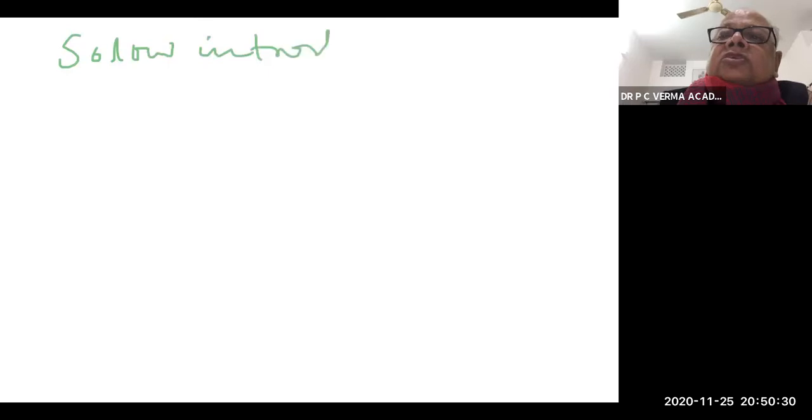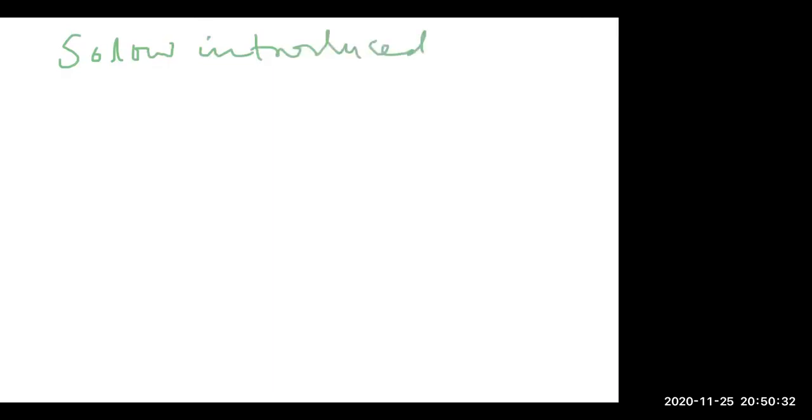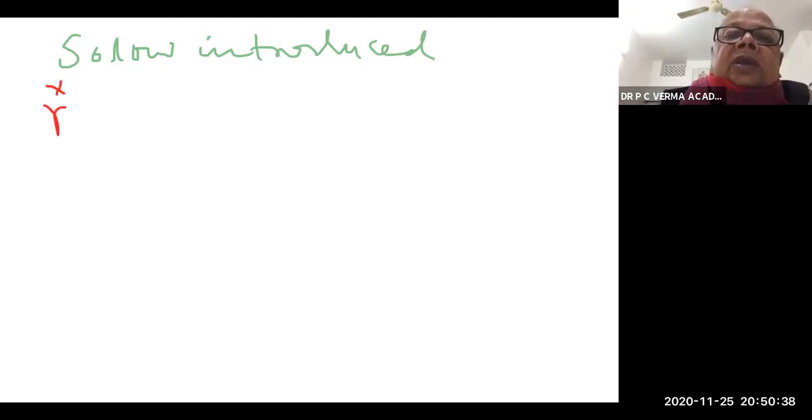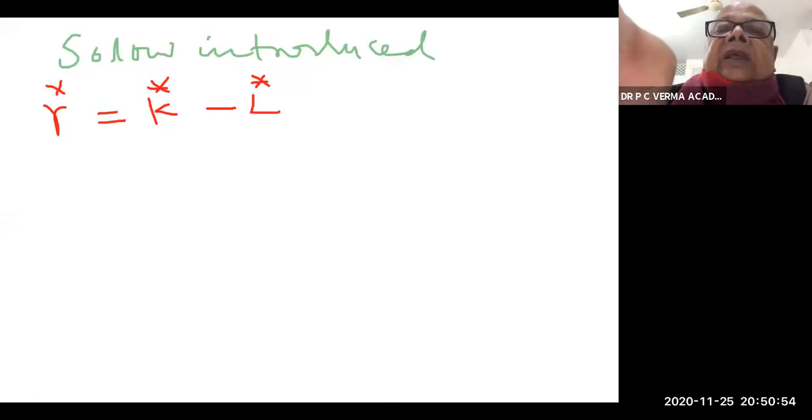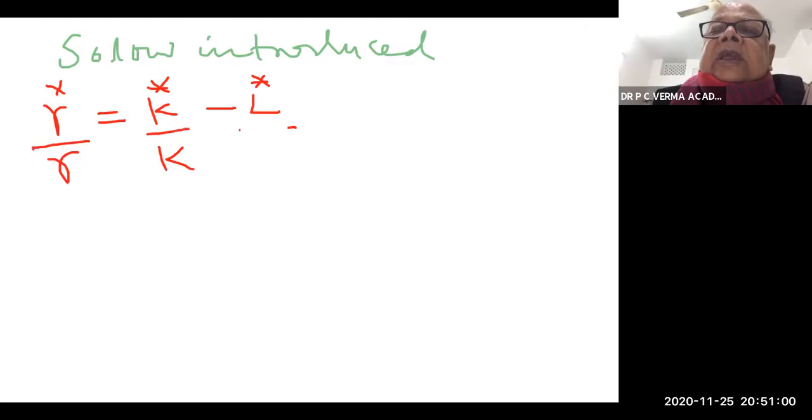Solow introduced R bar equal to K bar minus L bar. All are in optimum condition. And then divided R by R, K by K, L by L.